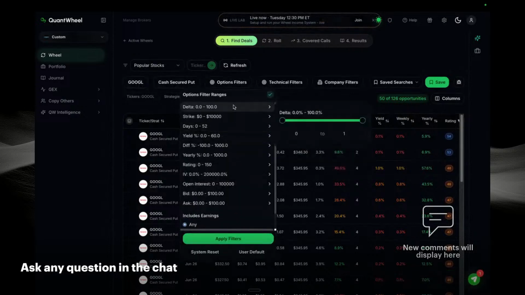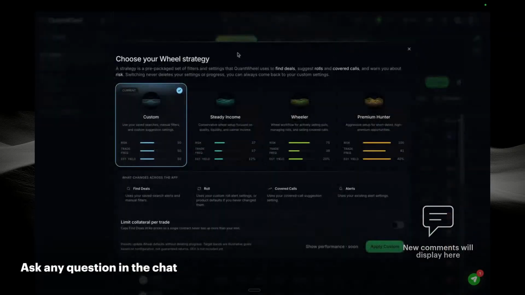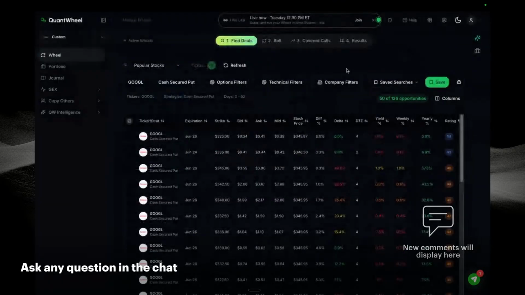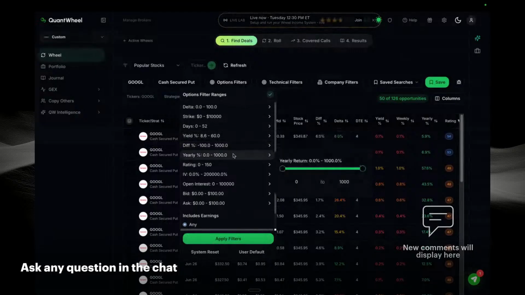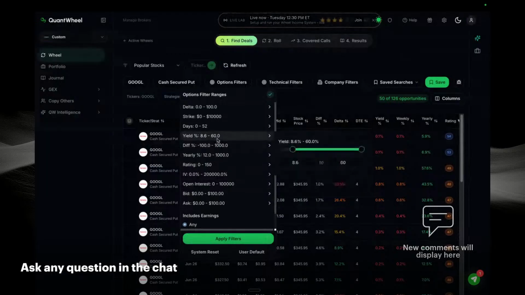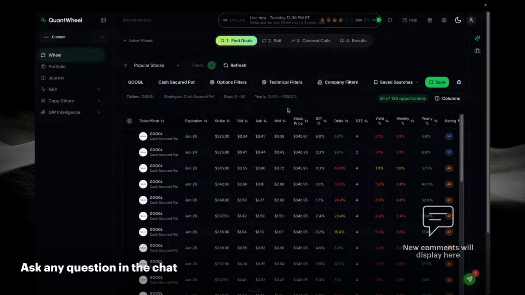If I want to, I can choose different filters. If you already selected, as I mentioned in the beginning of this live stream, if you chose one of those, you can now change this in the filters. For example, I want minimum yearly yield of 12%. So I'm going to go 12 here. This is yield per trade. I'm going to apply it.